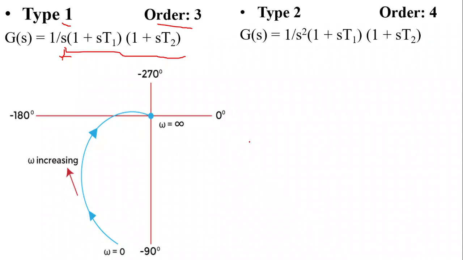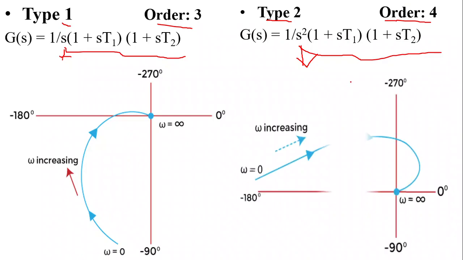And then the next case is the type 2 system and order 4. How do we find this type 2 system? In this case we have s square in the denominator. This s square indicates that we have 2 poles at the origin. In the denominator we also have one pole, another pole, and then 2 poles, so in total we have 4 poles. That's why it is called an order 4 system.